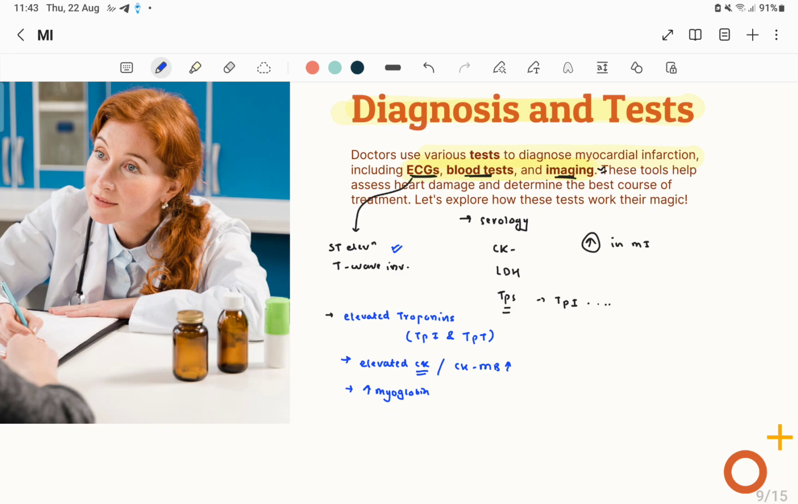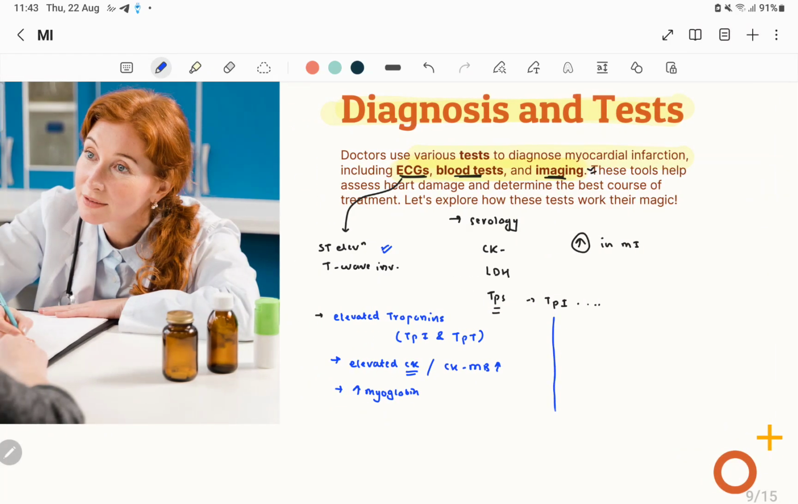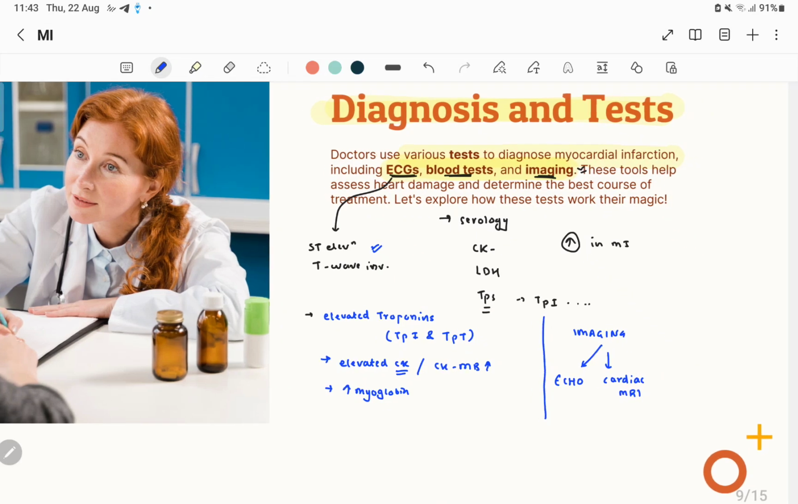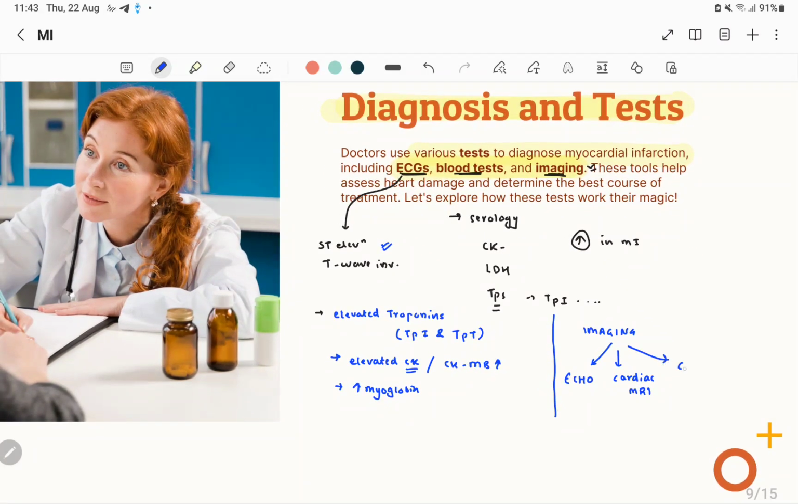And if you do some imaging studies as well, then echo will show wall motion, or you can do a cardiac MRI, or you can do something called coronary angiography, right, which will show the occluded or stenosed coronary arteries here. Understood? So these are the ECG changes.